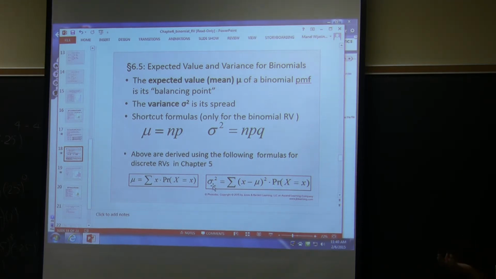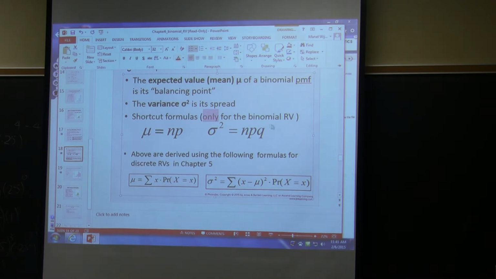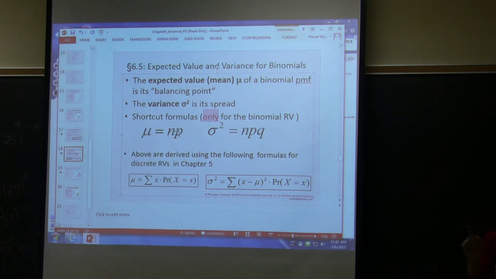The nice thing about a binomial random variable is that when you substitute the values for the binomial, this mu, which looks a little complicated here, turns out to be np. It's easy then. So mu turns out to be np, sigma squared turns out to be npq. But I think I have warned you somewhere: these easy formulas are only for the binomial random variable. So maybe I should make it red. For any general discrete random variable, you need to derive it using these two formulas.